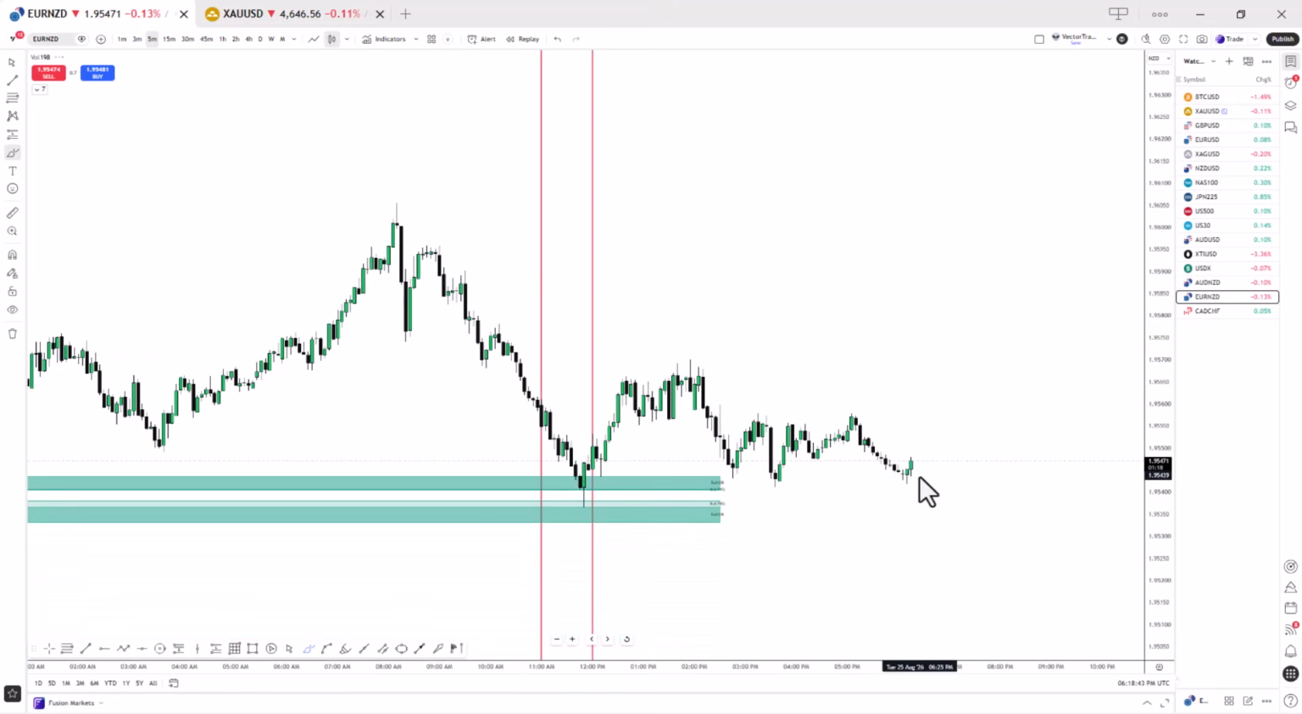Euro NZD, let's see what happened. The 714 method actually gave a buy and price immediately came and took it right there, as you can see. Stop loss right here. Now, one thing I hate about it being this tiny is that sometimes it will not pick because of the spread.